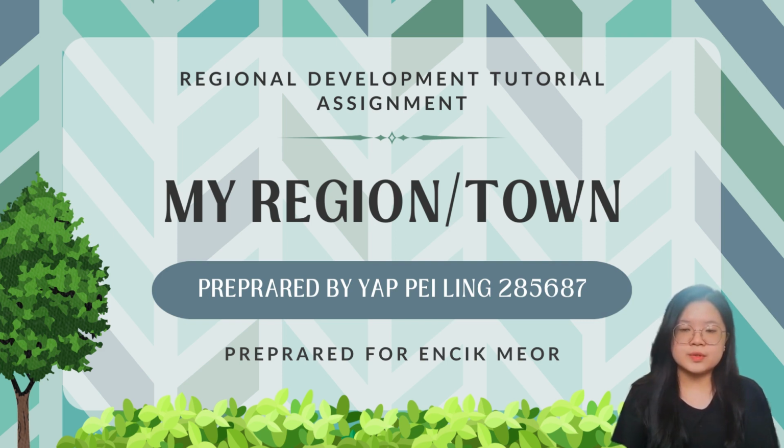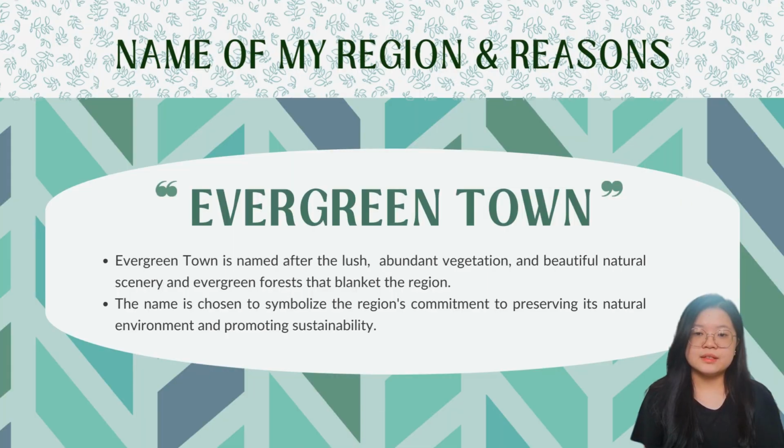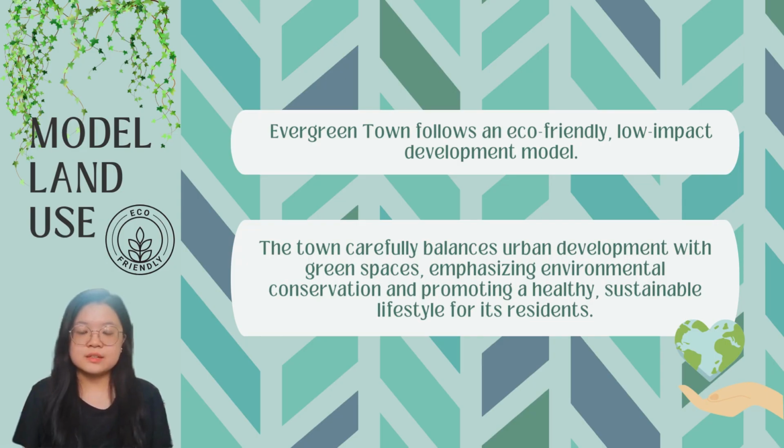So I'm going to present about my region or my town. The name of my region is Evergreen Town. Evergreen Town is named after the lush, abundant vegetation and also beautiful natural scenery and evergreen forest that blankets the region. So the name is chosen to symbolize the region's commitment to preserving its natural environment and promoting sustainability. So next is the model land use.